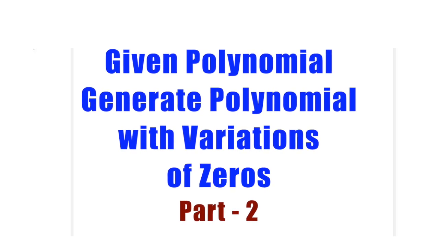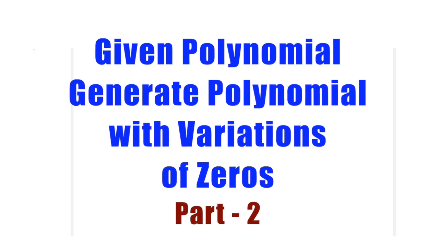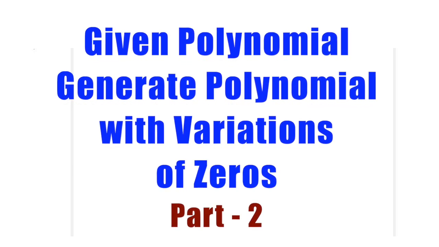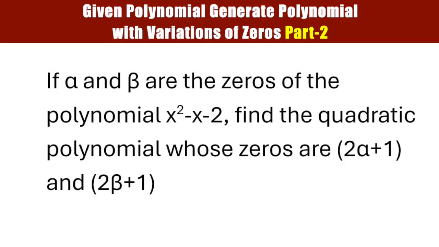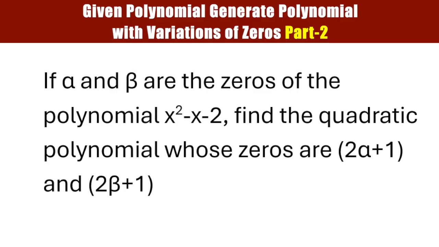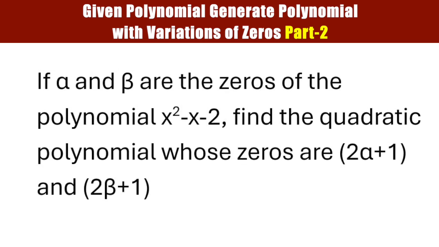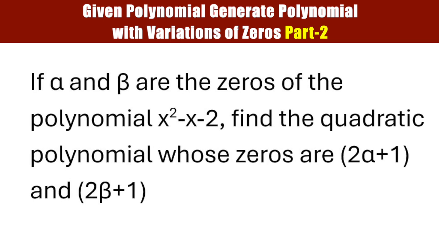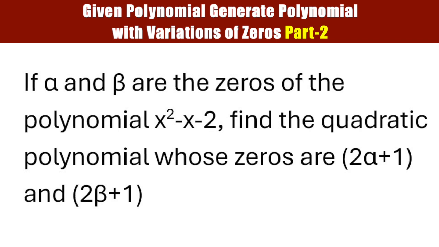In this video too, we'll continue to form a quadratic polynomial, given a polynomial whose zeros are related to the new quadratic polynomial. Let us take the input directly. So if alpha and beta are the zeros of the polynomial x squared minus x minus 2, find the quadratic polynomial whose zeros are 2 alpha plus 1 and 2 beta plus 1.